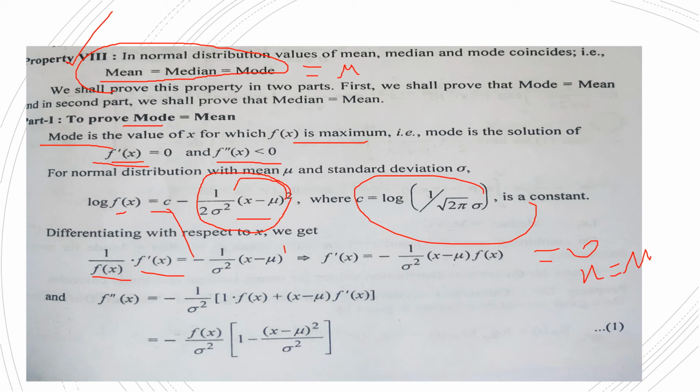Now we will find its second derivative, differentiating again using the product rule. When you apply the product rule, the derivative of x is 1, f(x) as it is, plus x minus nu as it is, times f dash x. When you put x is equal to nu here, that term will be 0, so we will get a negative value. As we are doing the maxima-minima technique, f dash x equal to 0 gives the value x is equal to nu. When we put x is equal to nu, we get the double derivative negative. So x is equal to nu is our mode, which is equal to the mean.